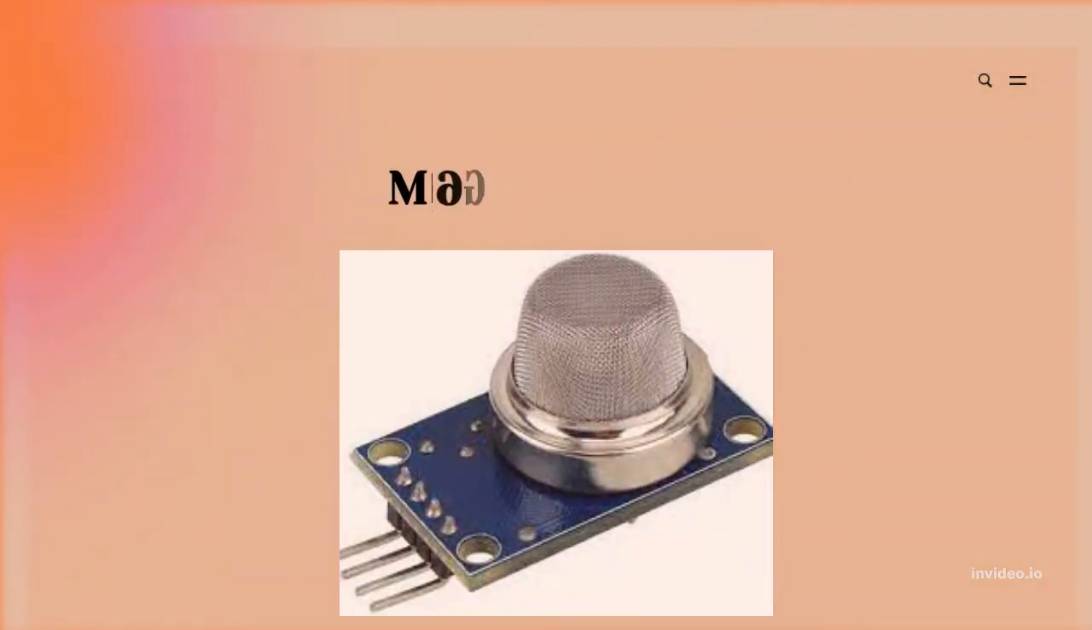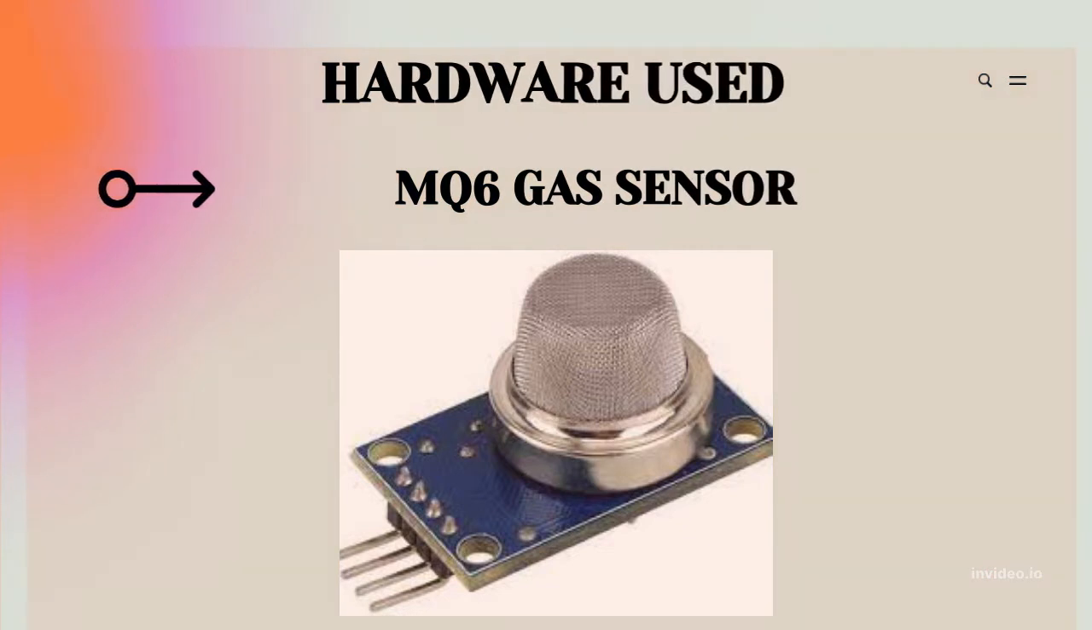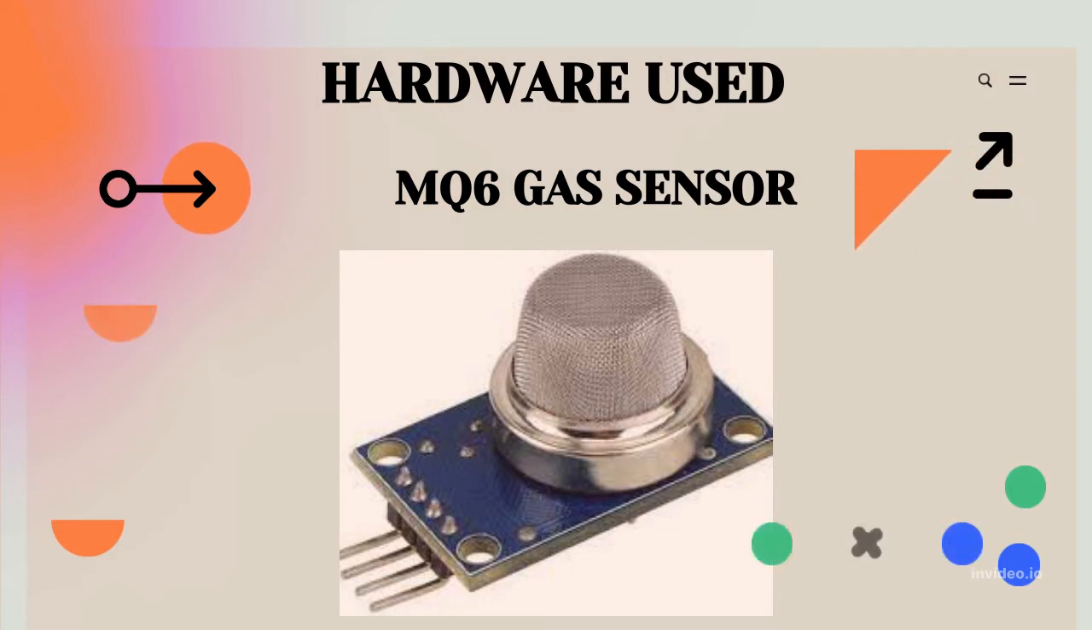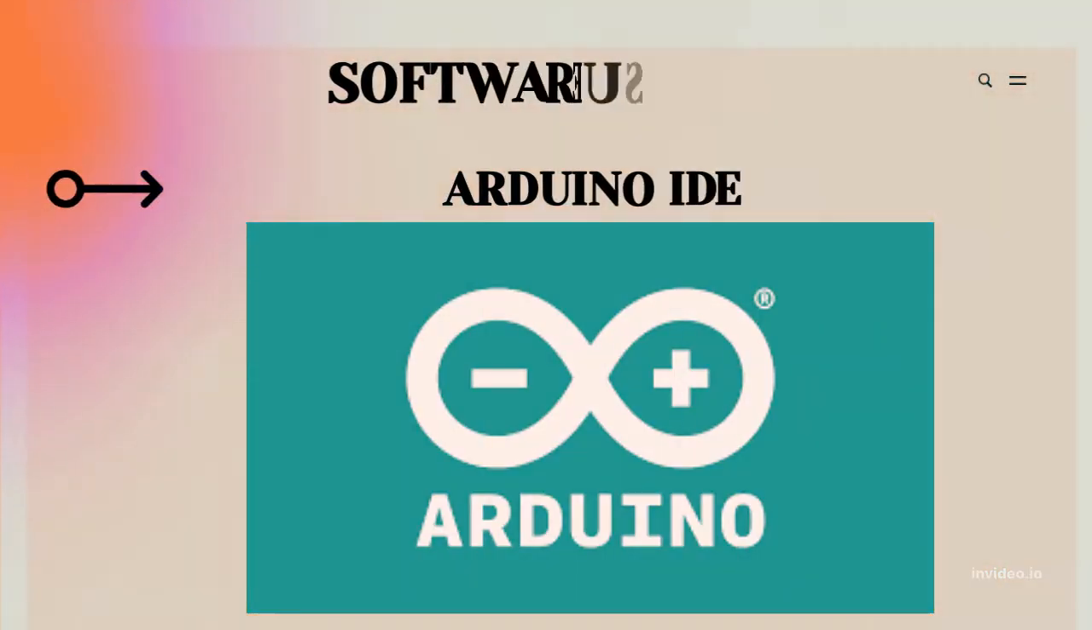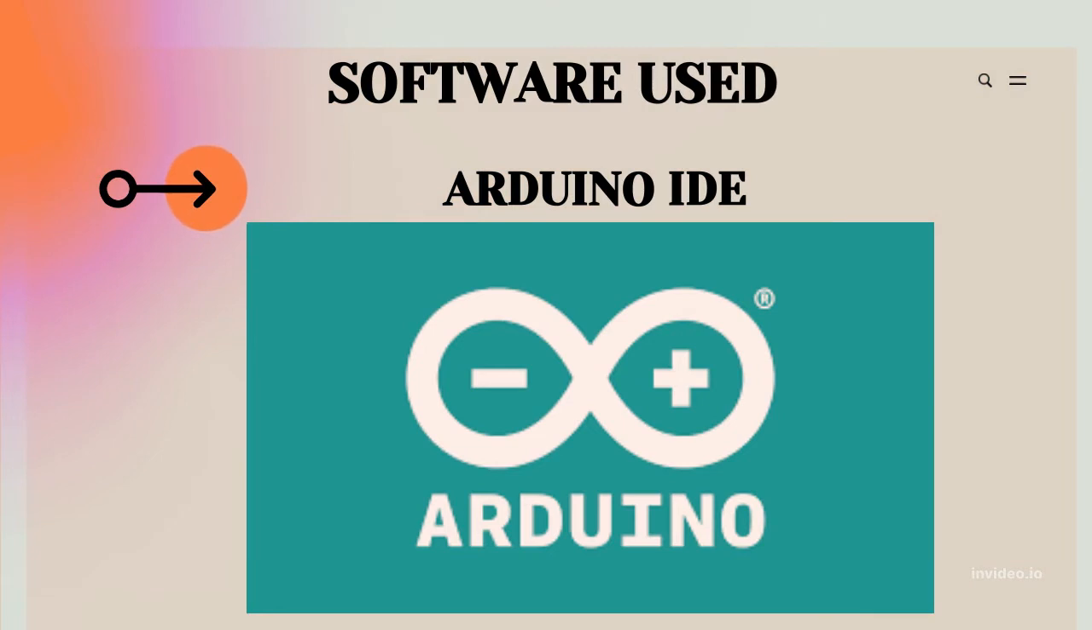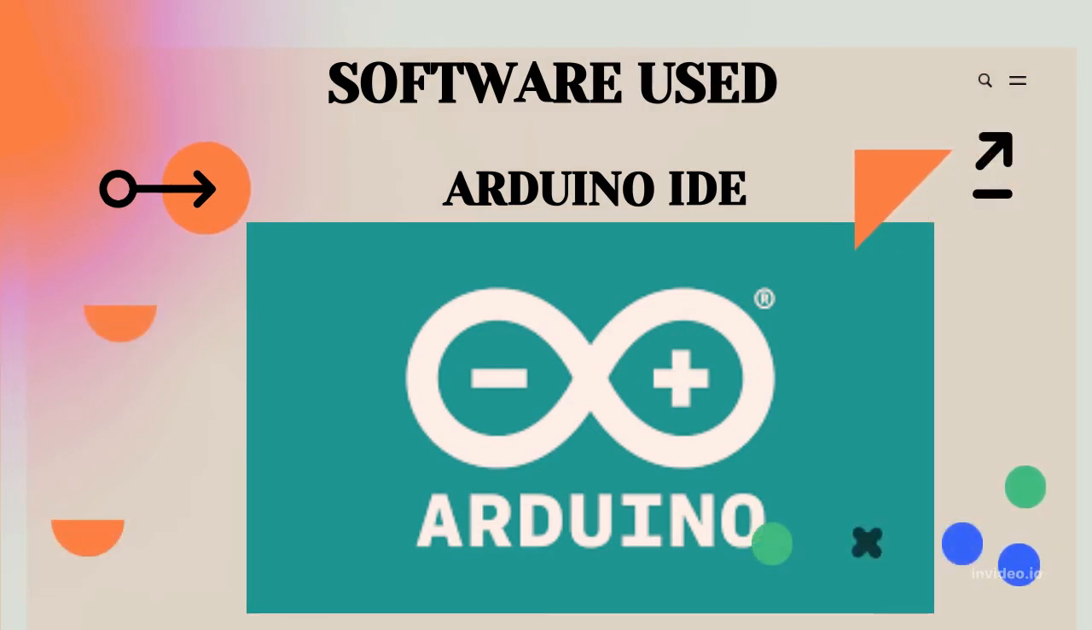Next device is the MQ6 gas sensor. It is a device used to detect smoke or gas. This sensor is suitable for detecting gases such as LPG, isobutane, propane and LNG. The software used in our project is Arduino IDE. It is an open source software which is used to write code and upload the code to the board.